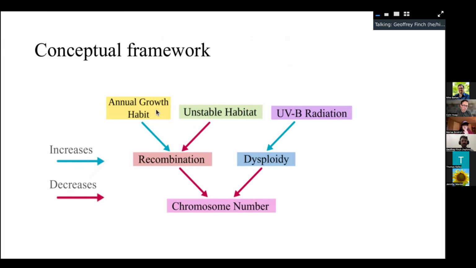So this shows the underlying conceptual framework of the models that I tested, where annual growth habit is going to increase rates of recombination due to shorter generation time, while unstable habitat, according to the hypothesis, will select for reduced recombination. And together, that should result in selection for reduced chromosome number. While UVB radiation will presumably increase the rates of disploidy, which will then result in, again, decreased chromosome number.